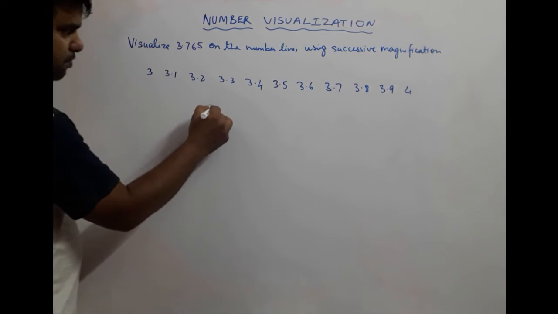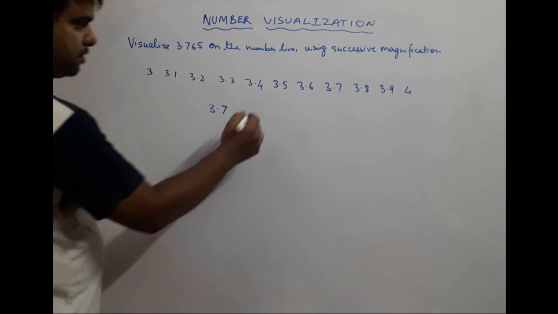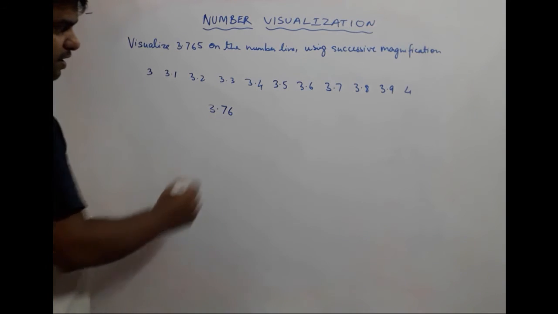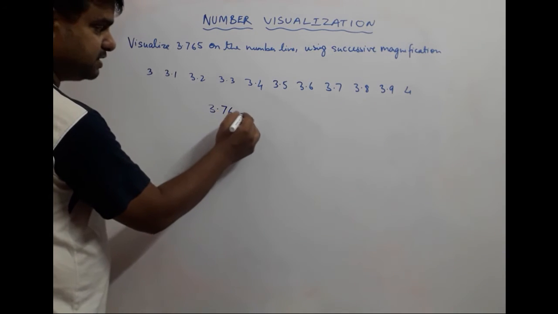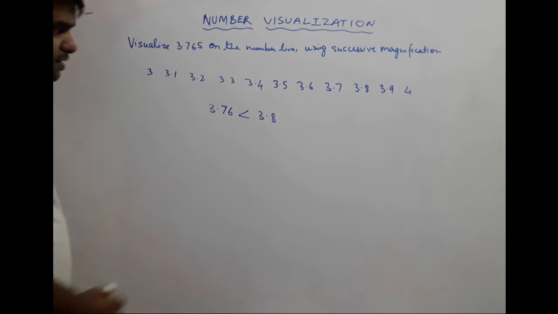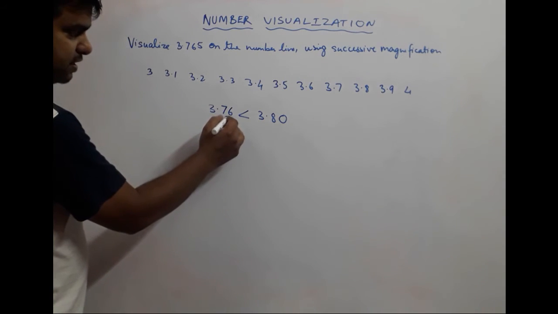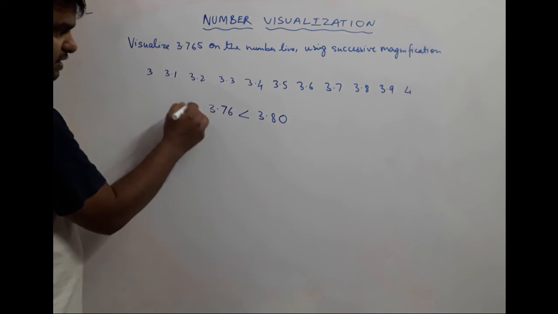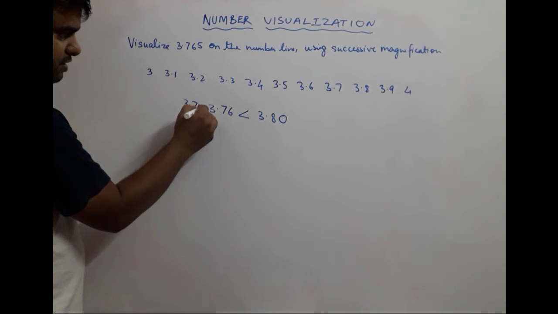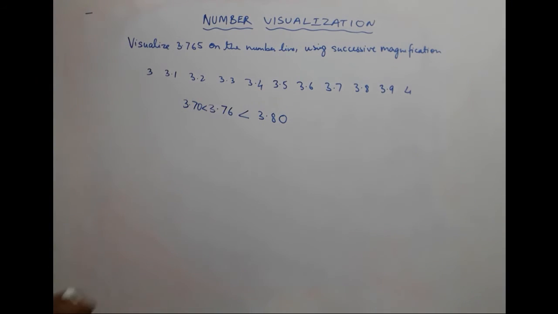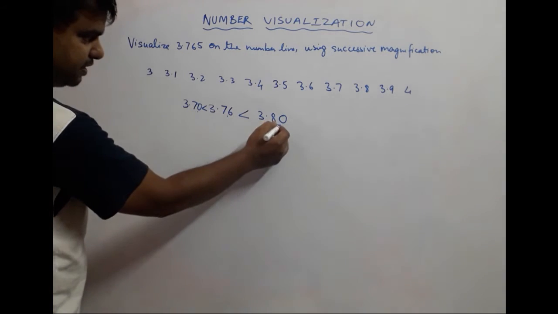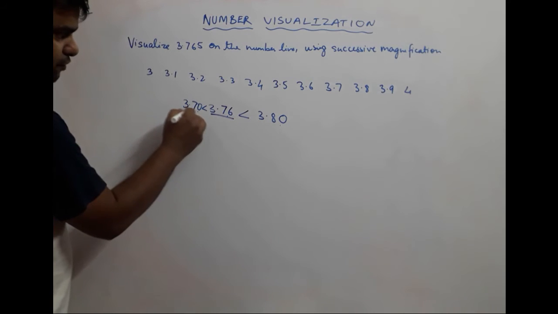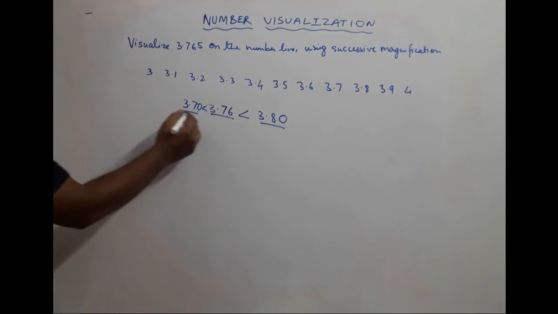Now 3.76 is greater than 3.7 but is less than 3.8. Correct? It is less than 3.80. So have a look. 3.76 is greater than 3.70, right? See, 70 will come first, then 76 will come, then 80, correct? So that means this number should fall between this and this, that is 3.7 and 3.8.